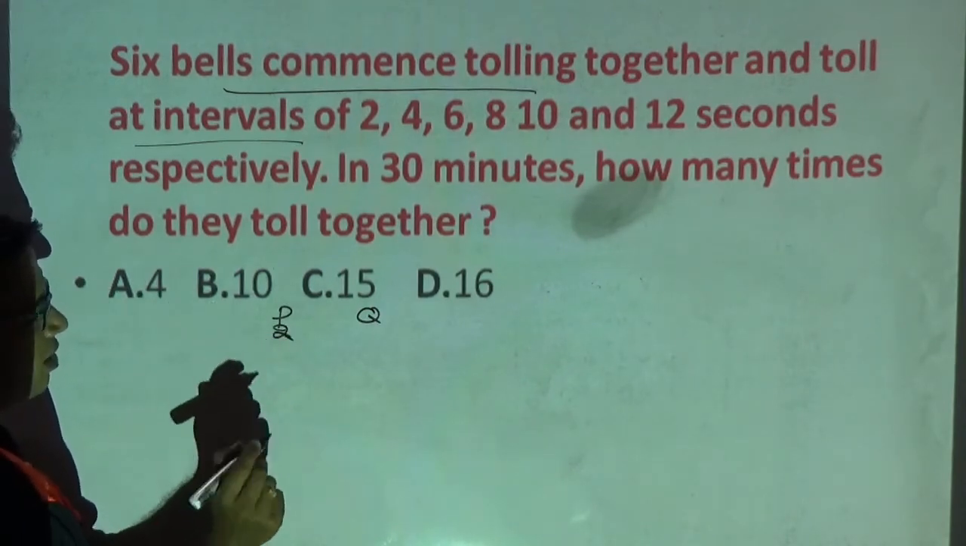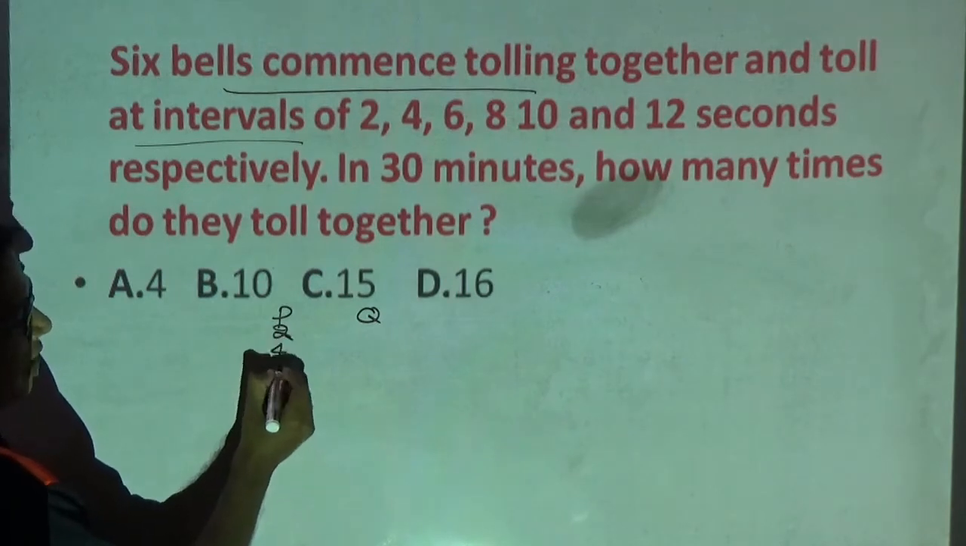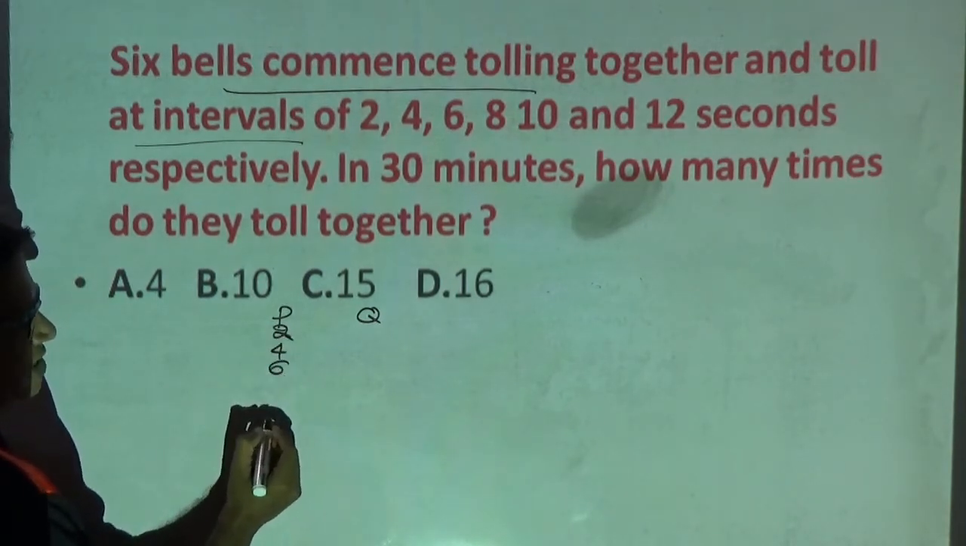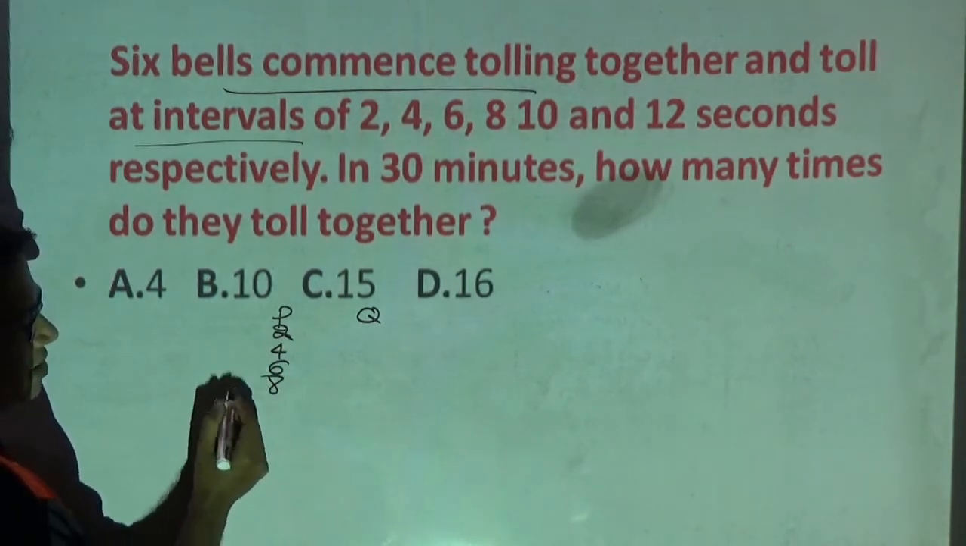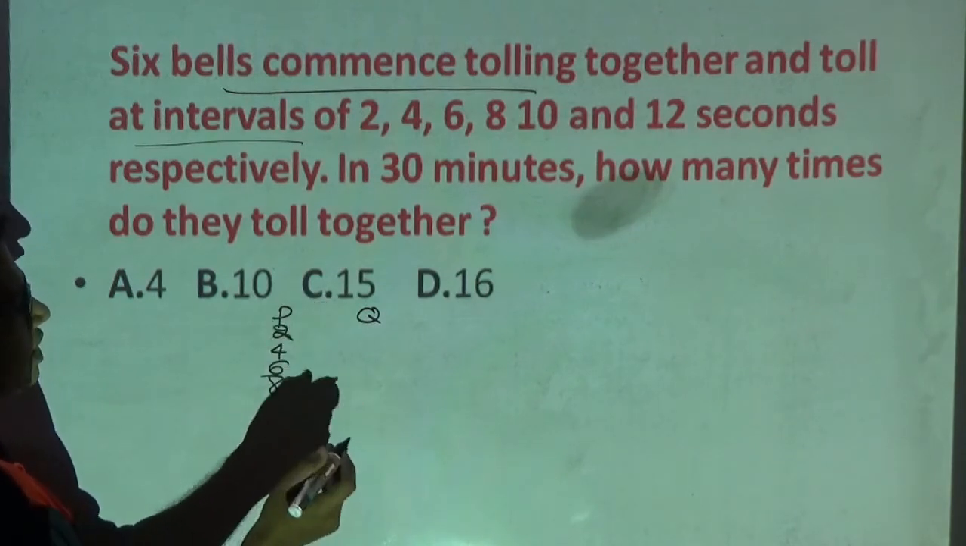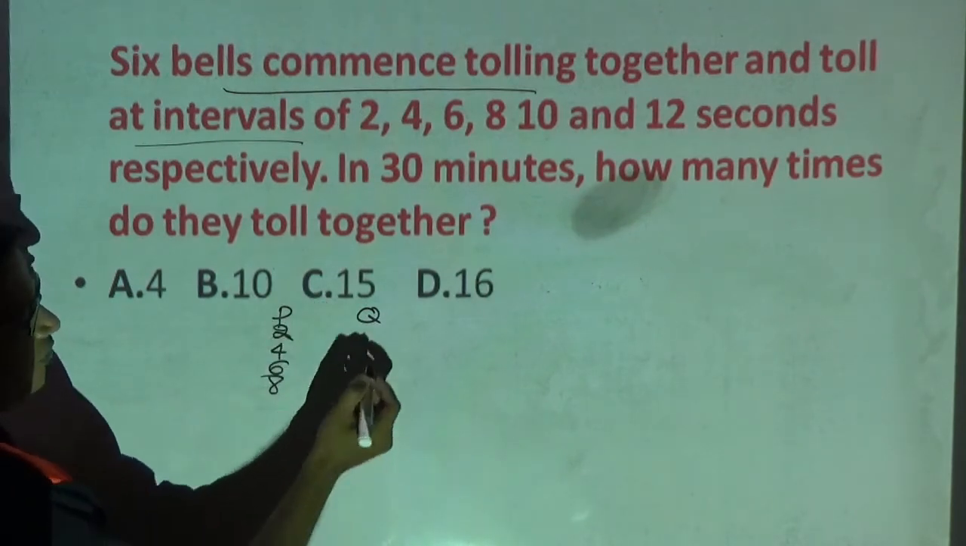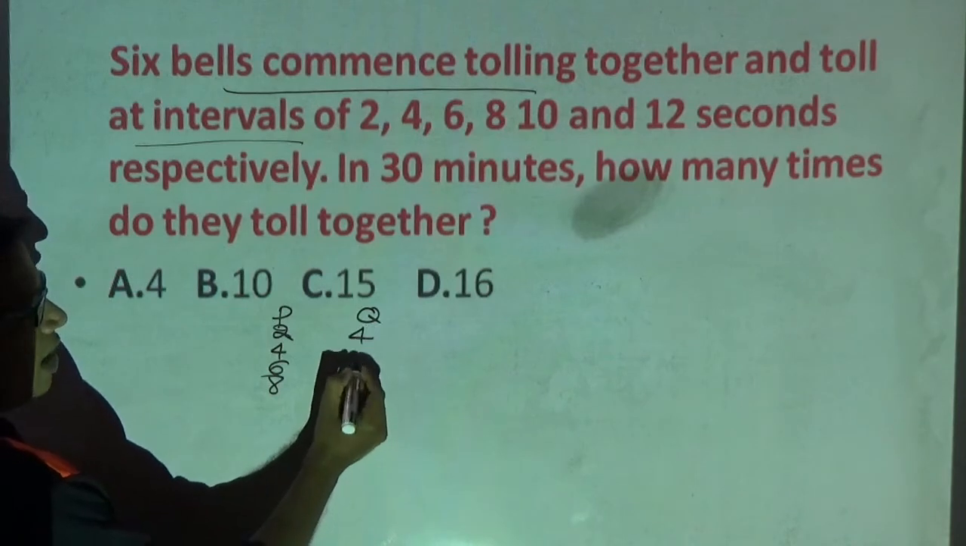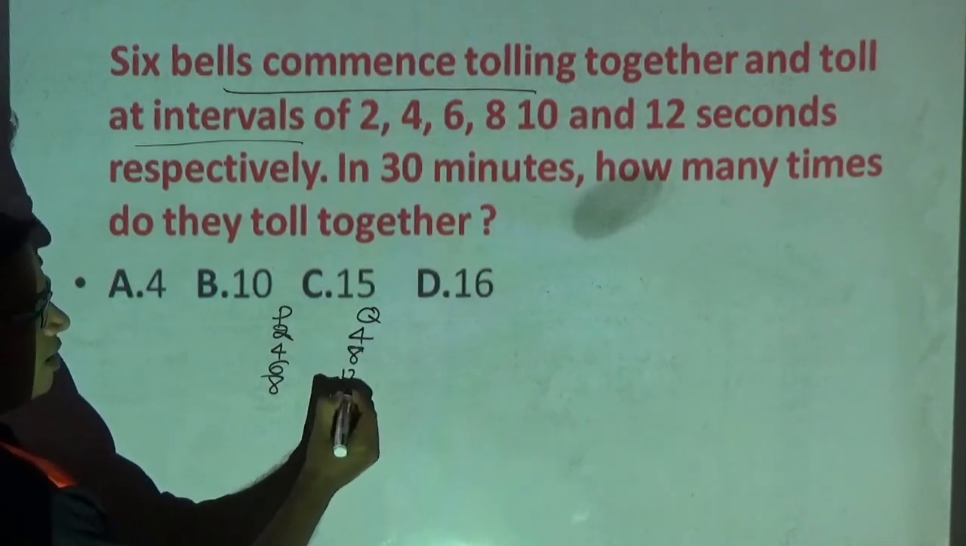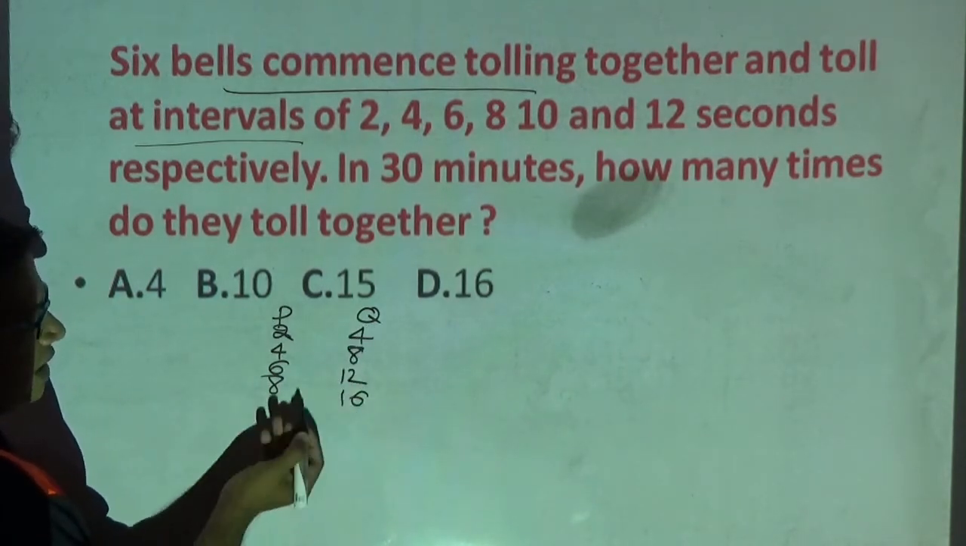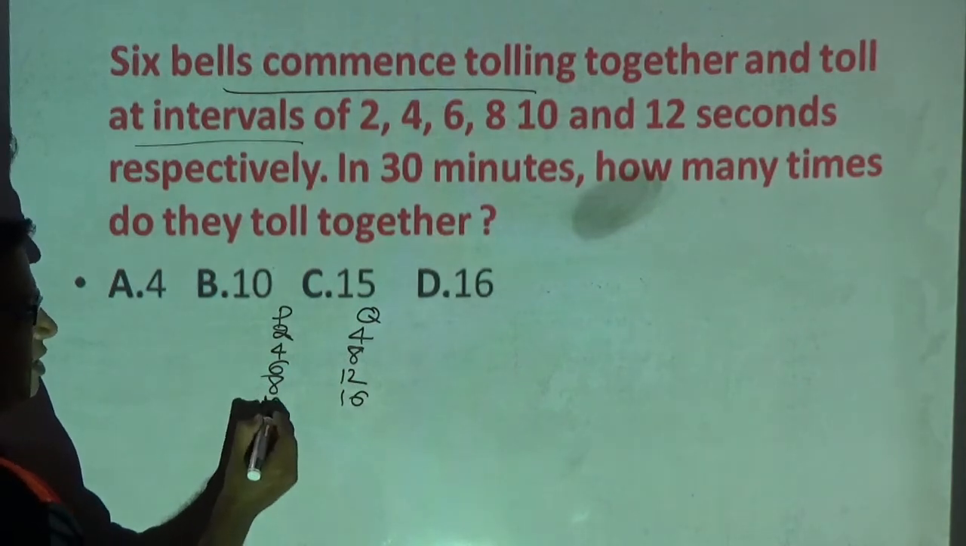Toll means ringing. Okay, after 2 it will toll again at 4. After that it will toll at 6. After that it will toll at 8. Similarly, Q is going to toll, that means ring, after 4 seconds, after that 8, after that 12, after that 16, like that. Now please see here.